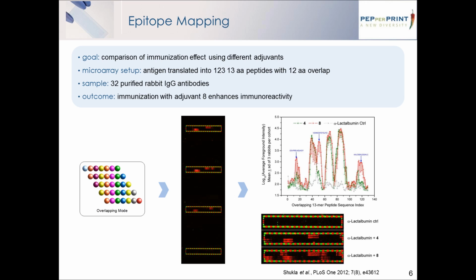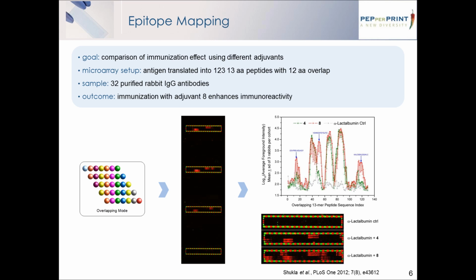In the first case study, the customer intended to compare the influence of different adjuvants on immunization. He immunized rabbits with the antigen lactalbumin alone, as well as covalently bound to adjuvant, which he called number 4 and number 8. We translated the antigen lactalbumin into overlapping peptides and printed 4 array copies per slide. We subsequently incubated the arrays with antibodies from the immunized rabbits. And immunization with lactalbumin alone, which you can see here, without any adjuvants, did not induce antibody binding to lactalbumin.